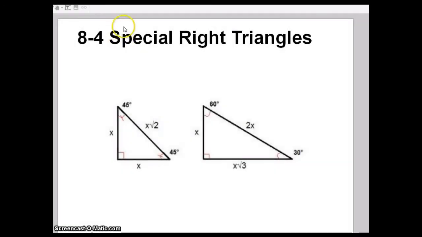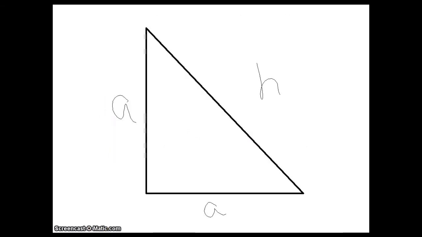This lesson is on special right triangles. And to begin with, there are two types of special right triangles, the 45-45-90 triangle and the 30-60-90 triangle. The 45-45-90 triangle theorem states that the hypotenuse is rad 2 times as long as the leg. And we could actually prove this theorem by solving for h in terms of a.